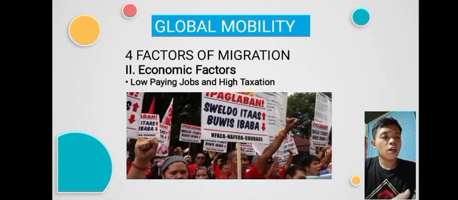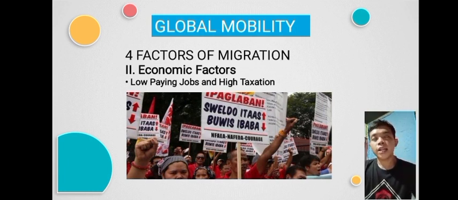And then we have the low-paying jobs and high taxation. Of course, for example, in a particular country there are low-paying jobs and high taxation, and another country has a finer economy. For example, this particular country has low-paying jobs and high taxation, and this other country has stable jobs and fair taxation. So it could be the reason that an individual gets out of his or her homeland and migrates into that country that has high-paying jobs and stable taxation. It could be one of the common reasons.